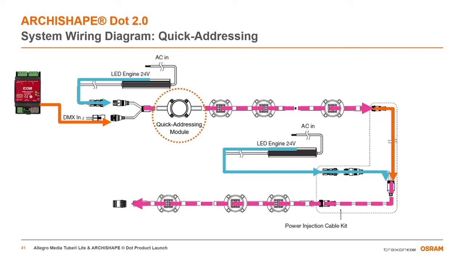This module is connected in line at the time of address setting, and it does not need to be left installed in line. Once the software has been used to address the strings, the module can be removed or remain installed based on the project's long-term goals. Now, one thing to note is that while this quick addressing module appears to resemble the ARCHISHAPE Dot, it does not illuminate.